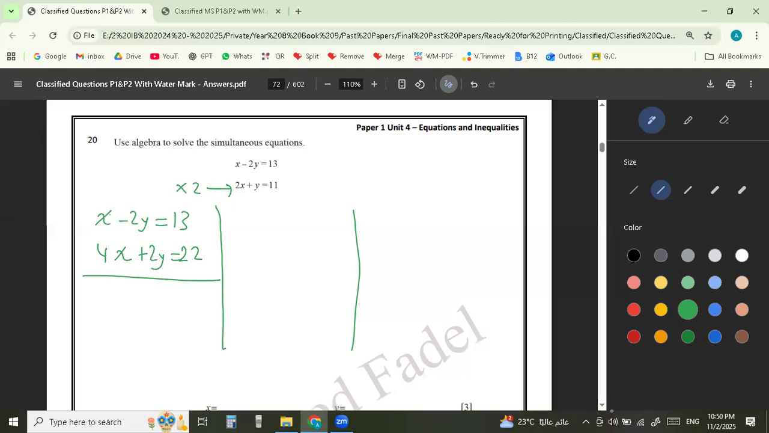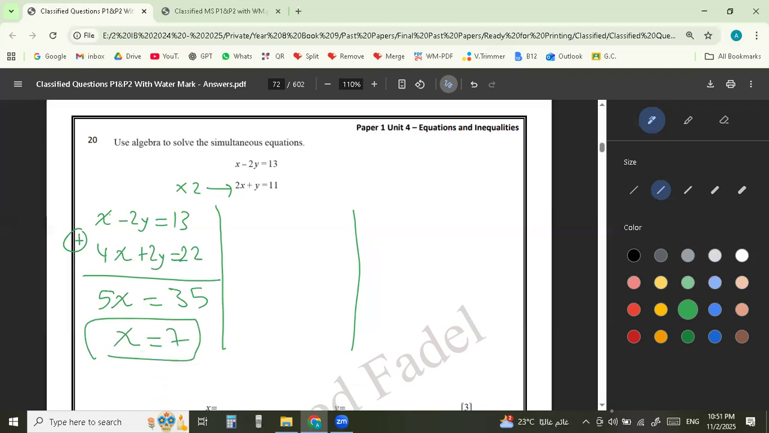Mister, they already have different signs, so I'm going to add. X plus 4x is 5x. Now, negative 2y plus 2y, bye-bye, equals 13 plus 22, which is exactly 35. So x equals 7. Thank you.